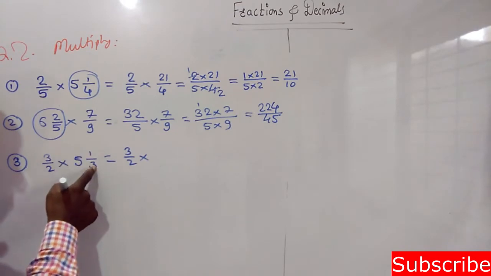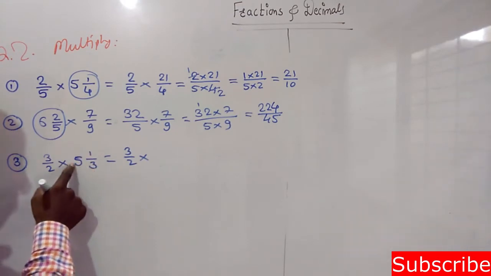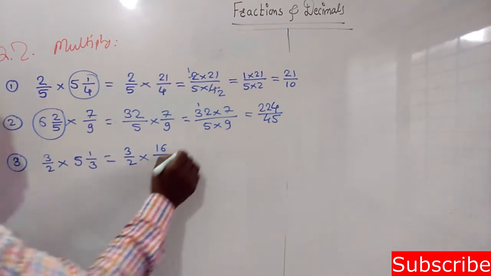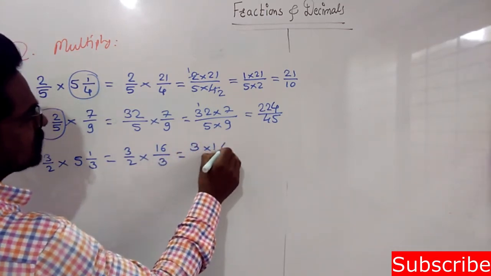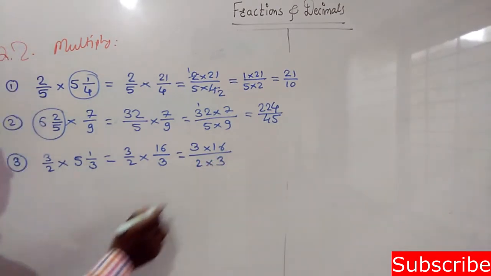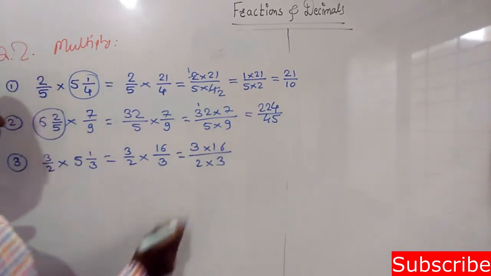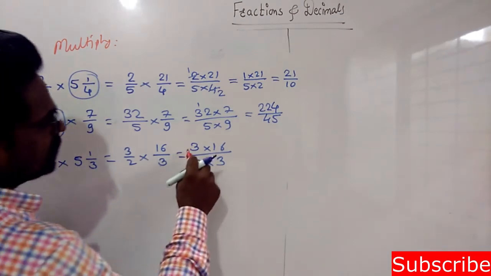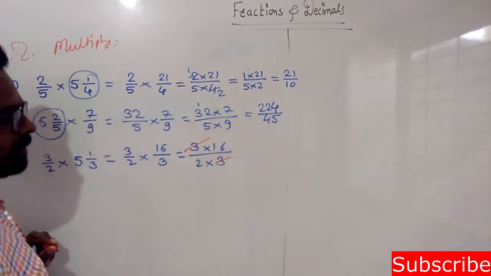5 whole and 1 by 3 will become 5 3s are 15, 15 plus 1 is 16, 16 upon 3. So it is equal to, can we write in this way, 3 into 16 divided by 2 into 3. Now see, is there any common factor between numerator and denominator? Yes, there are some common factors.